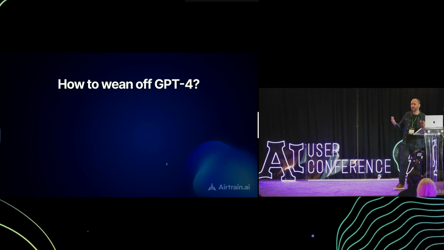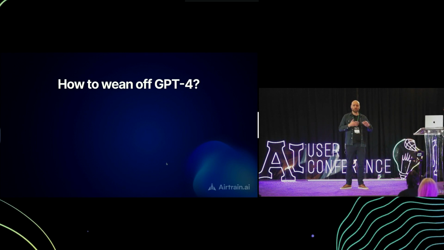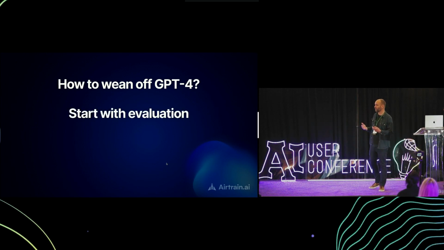So how, as an industry, as a community, do we get away from GPT-4? GPT-4 has its place. It's your prototyping model. But how do we get away from it? Well, the first step is to start with evaluation. You have to explore the other options out there.